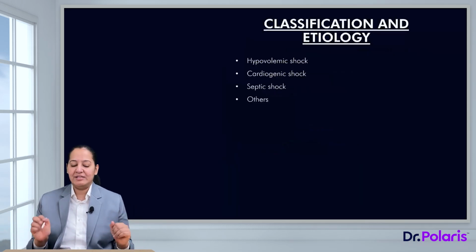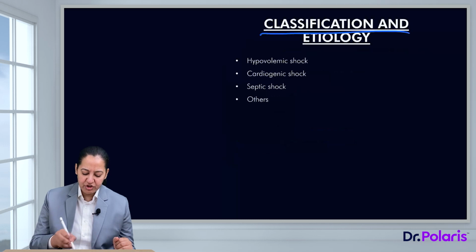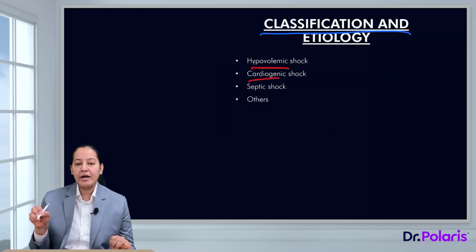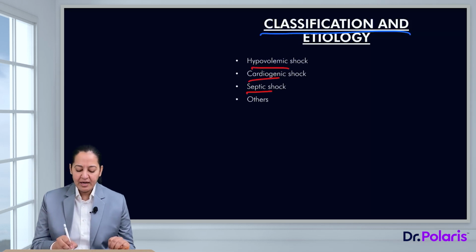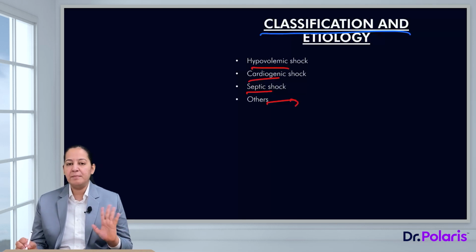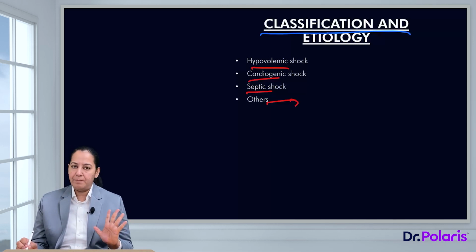After that, we have seen the classification of shock. In the classification of shock, there are three important types: hypovolemic shock, cardiogenic shock, and septic shock. In others, we have seen neurogenic shock, anaphylactic shock, adrenergic shock, but only the pathogenesis is important, and in the others the details are not important. So we must study the three types of shock.